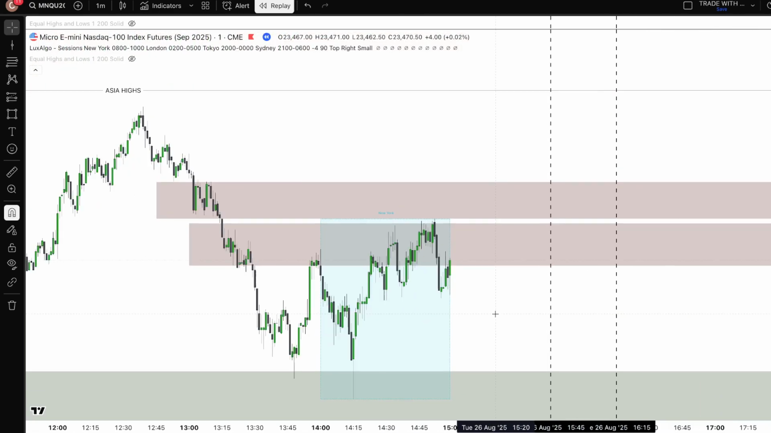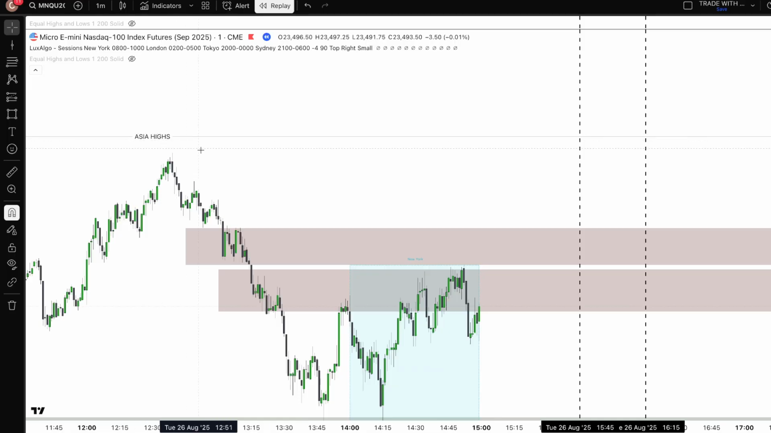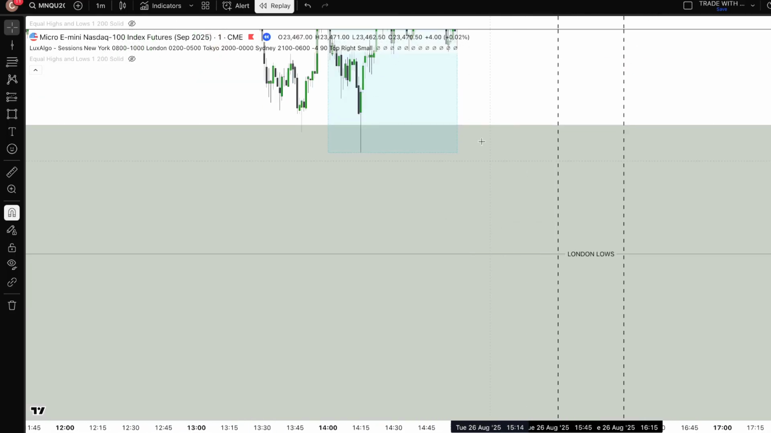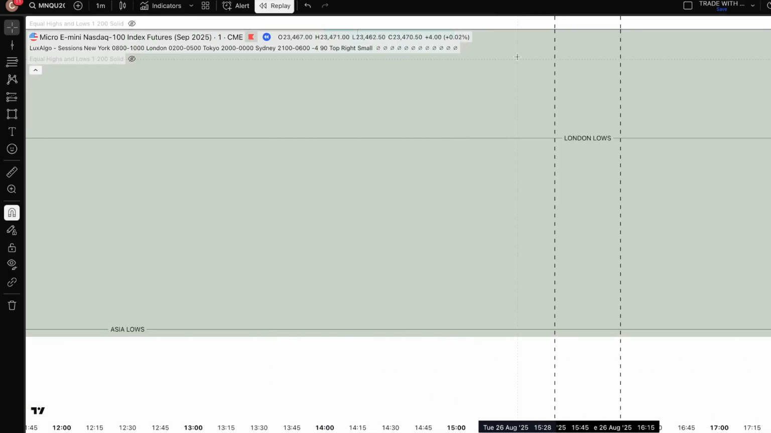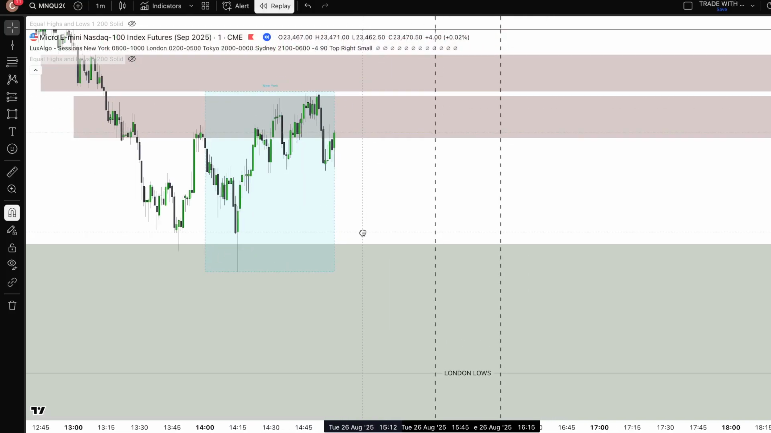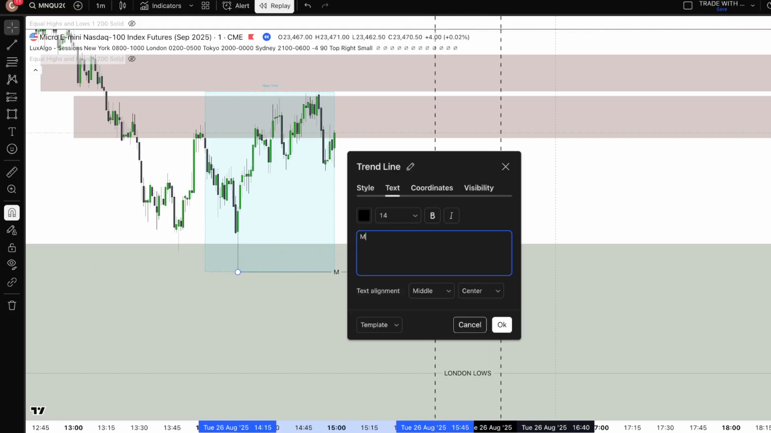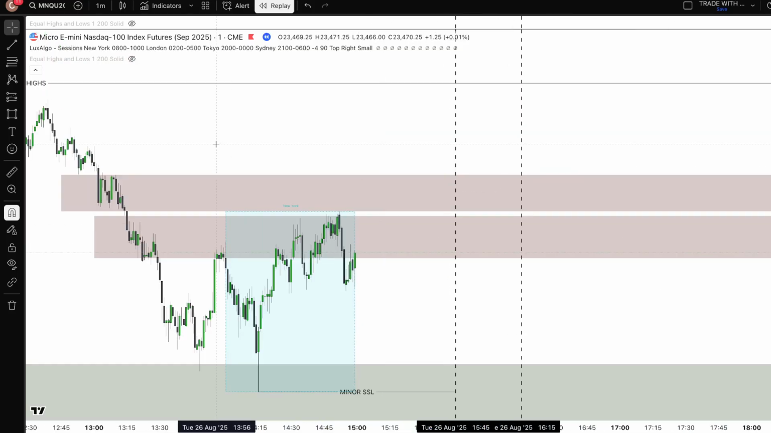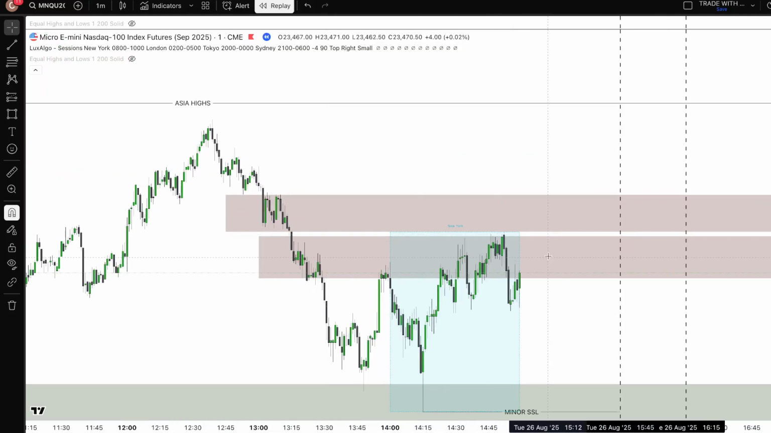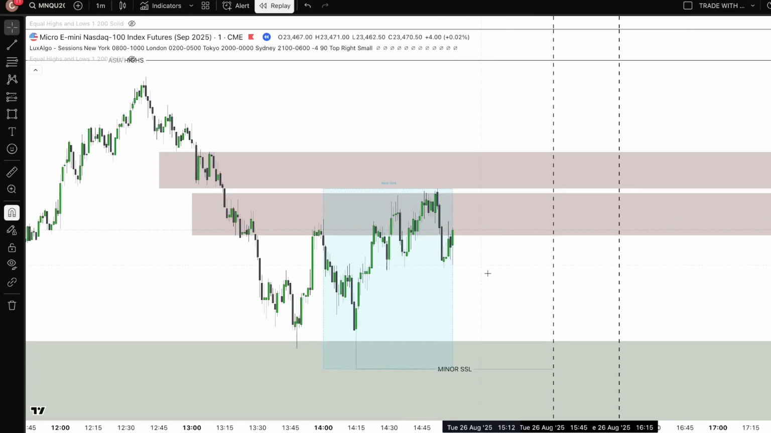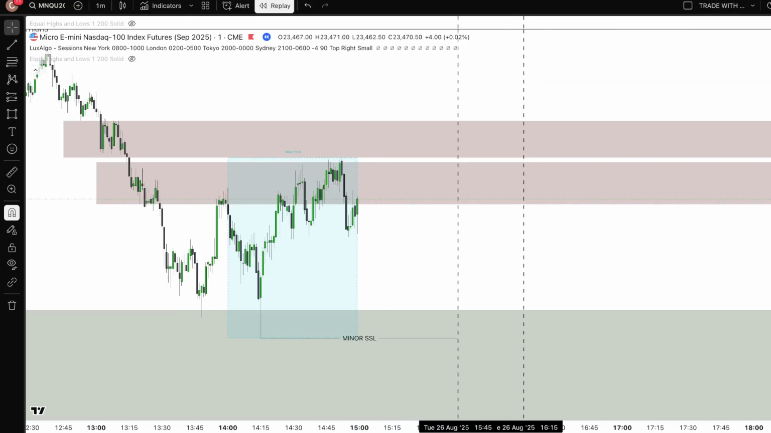Okay, so basically what I was waiting for is either Asia highs to get taken out, or we sweep London lows or Asia lows, so then we can get a long opportunity. Since I was neutral bias on the day, we had the minor sell side over here, which is New York lows, so I'm gonna mark that out as well. And we have this internal high over here, which is New York highs. Okay, so let's see if we did anything important.